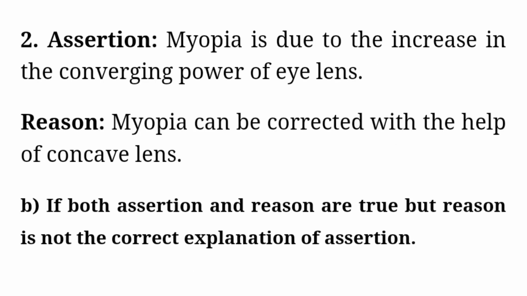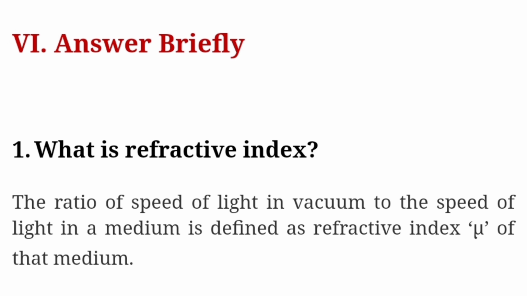Second one, assertion. Myopia is due to the increase in the converging power of eye lens. Reason, myopia can be corrected with the help of concave lens. Option B answer, if both assertion and reason are true but reason is not the correct explanation of assertion. Sixth Roman letter, answer briefly. First one, what is refractive index?